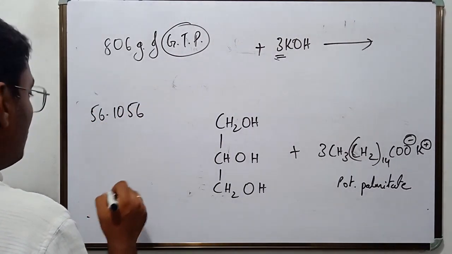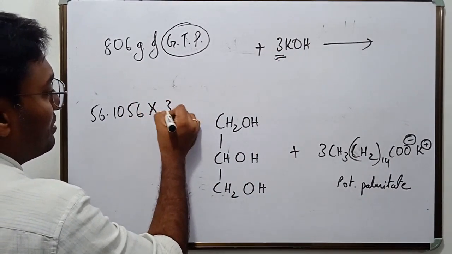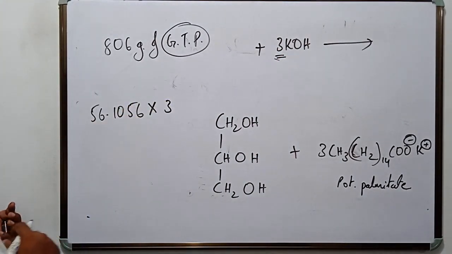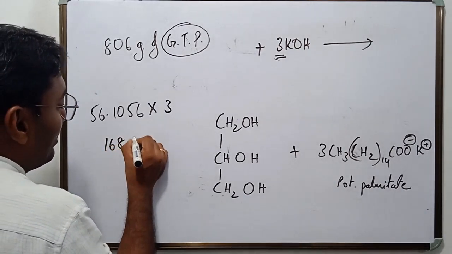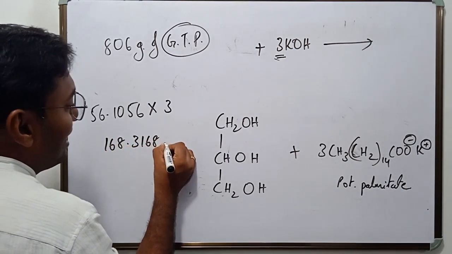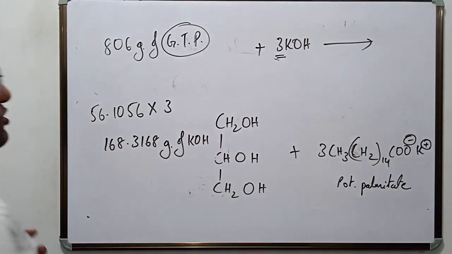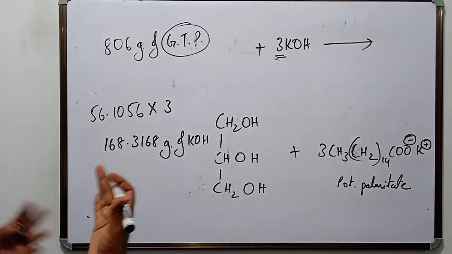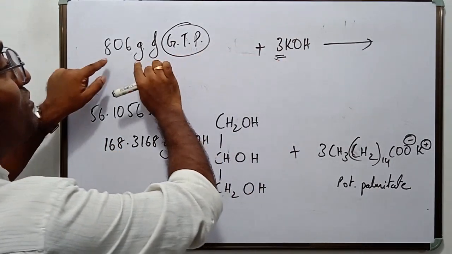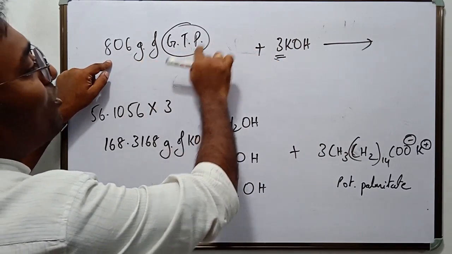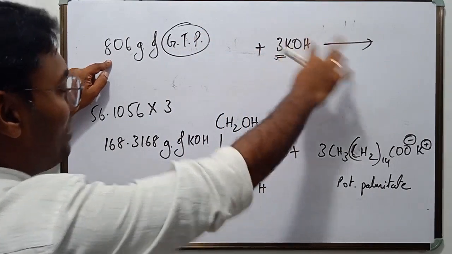56.1056. So I have used 3 equivalents, right? So we should multiply it by 3. The answer that we get is 168.3168 gram of KOH, right? So what is our definition? Milligram of KOH required to saponify 1 gram of oil or fat sample. So we have to convert this into milligram.